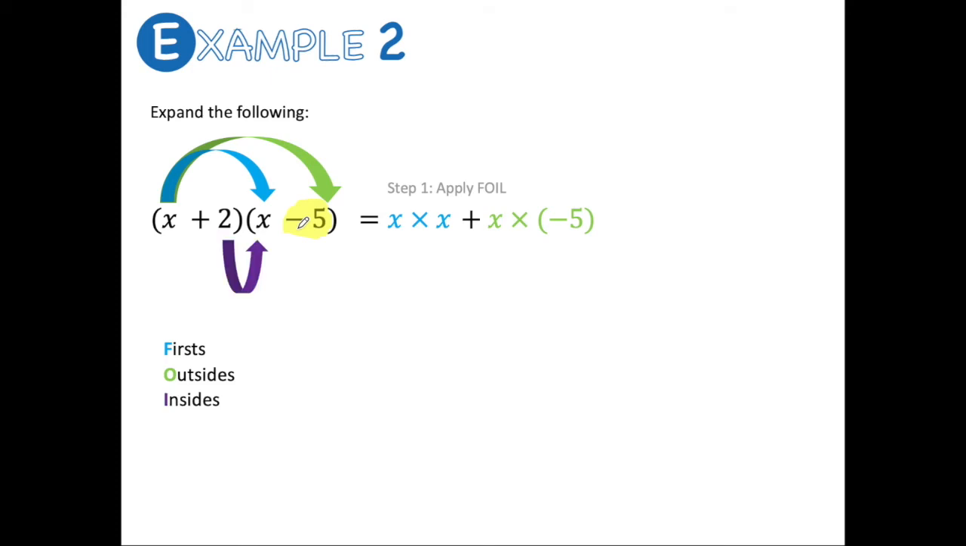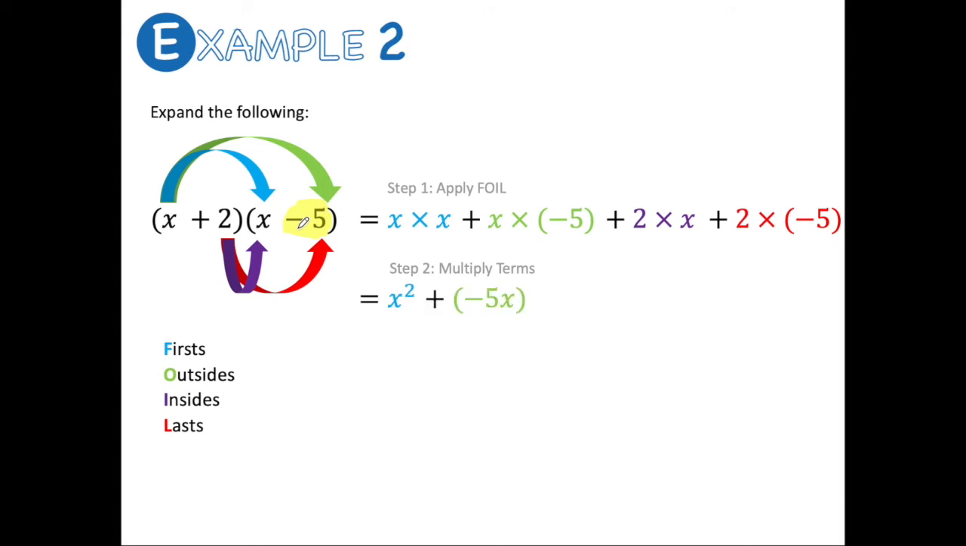Then applying the inside terms, so 2 and x, so plus 2 times x. And then the last terms is 2 and negative 5. So that's going to be plus 2 times negative 5. So my first step of my working out is going to be x times x plus x multiplied by negative 5 plus 2 multiplied by x plus 2 multiplied by negative 5. Now I can go ahead and start to simplify by multiplying my terms together. So x times x is going to be x squared. X times negative 5 is negative 5x. 2 times x is 2x. And then 2 times negative 5 is negative 10.